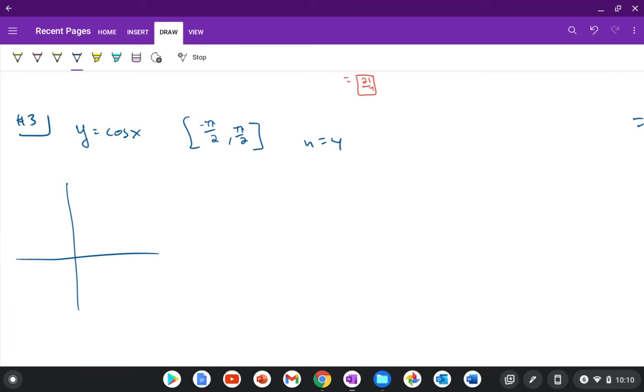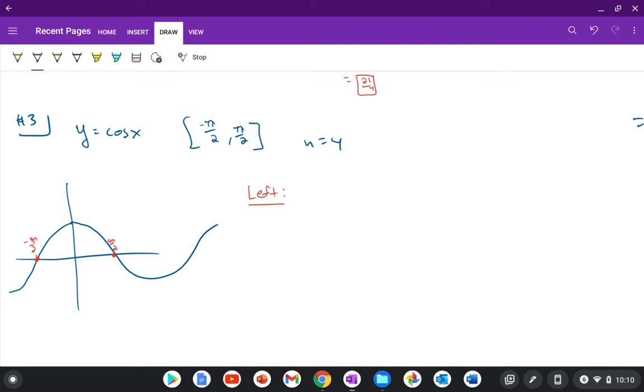So I want you to do a sketch. The cosine function looks like this, right? But we're talking about -π/2 to +π/2. So it's actually going to go sort of there. And cosine actually crosses here at π/2 and -π/2. So find the area in between there. And we're going to do our left, right, our trapezoid and our midpoint.